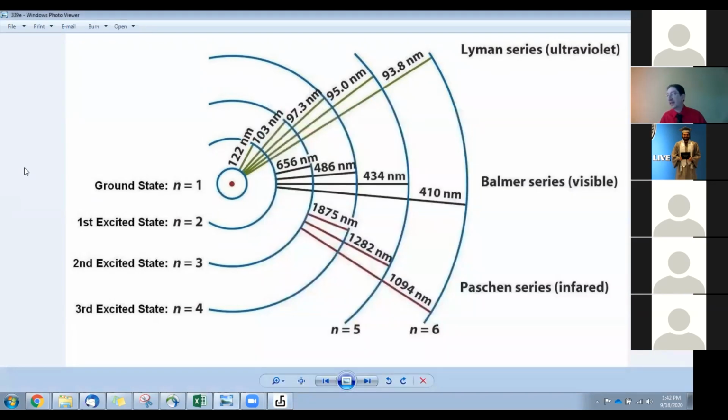And you can keep playing this game. Transitions to and from the third excited state, that's called the Brackett series. To and from the fourth is the Pfund series, P-F-U-N with the silent P. After that, the Humphreys series, and after that, they don't even have names. We just keep track of the number of the transition. Okay, and all those would be farther and farther into the infrared.